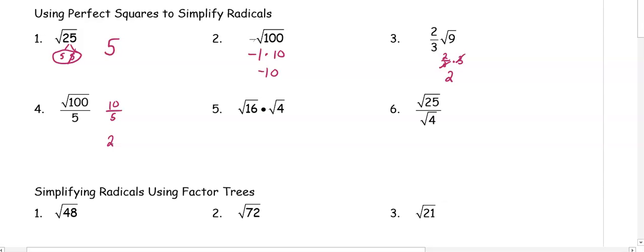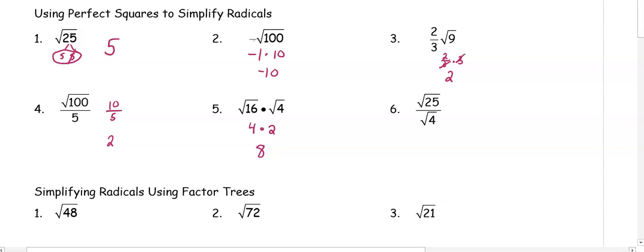In number 5, we can do this two ways. We can either multiply this together first or take the square roots. Now, knowing that these are both perfect squares, I'm going to just take the square root of each of them first. So the square root of 16 is 4. The square root of 4 is 2. And then I can multiply those together. 4 times 2 would bring us to 8.